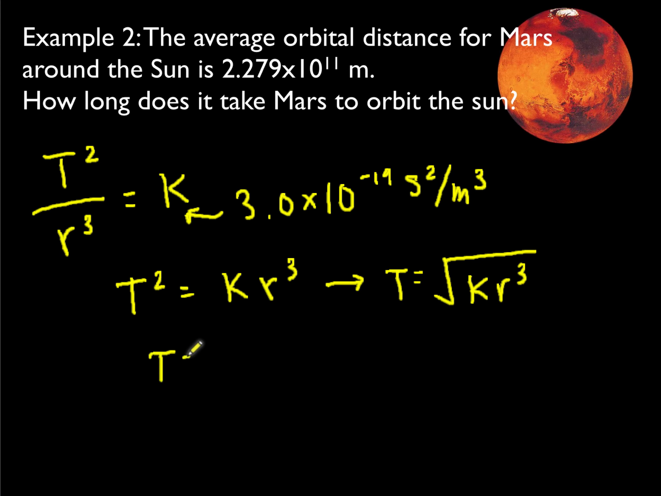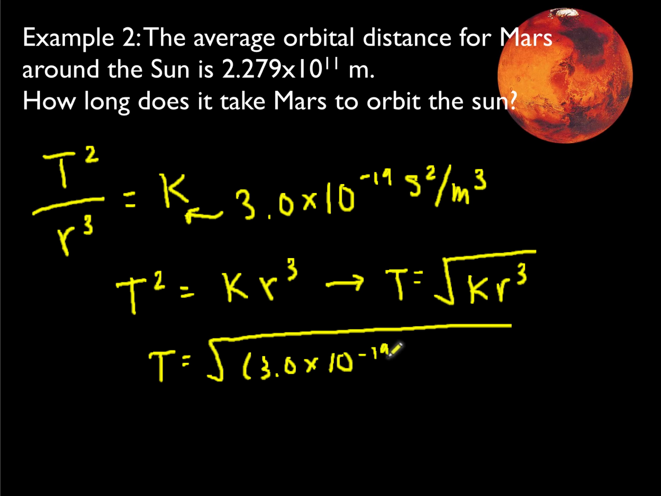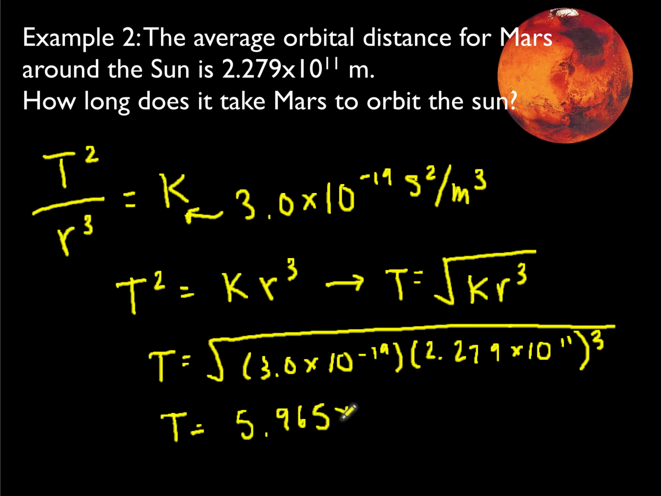So t equals the root of 3.0 times 10 to the minus 19 times 2.279 times 10 to the 11 cubed. So t for Mars equals 5.965 times 10 to the 7 seconds, which is equivalent to 690 days.